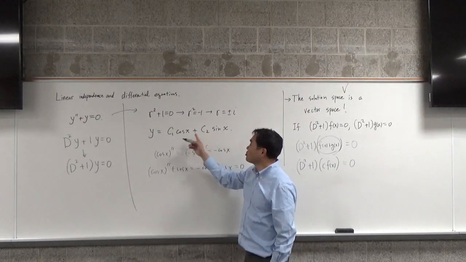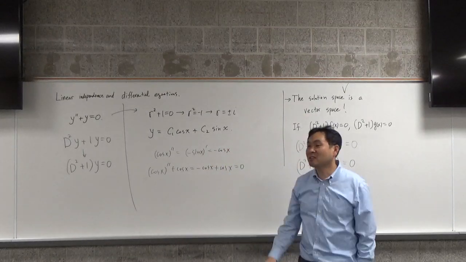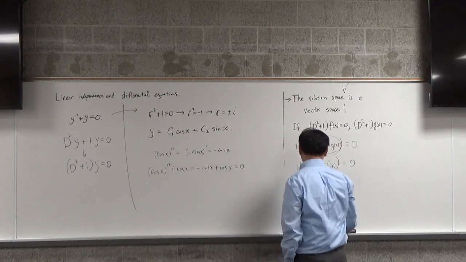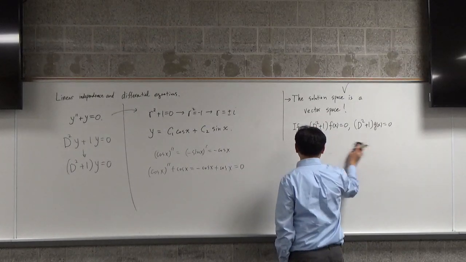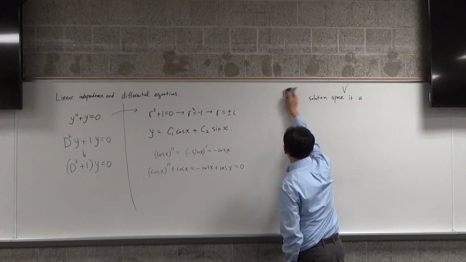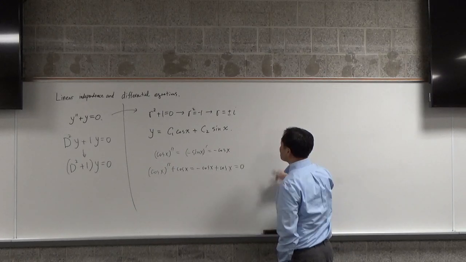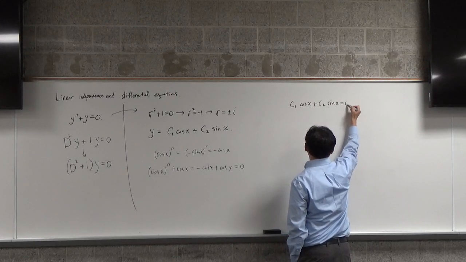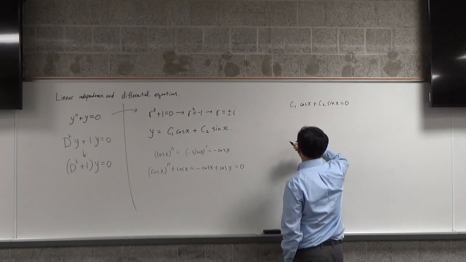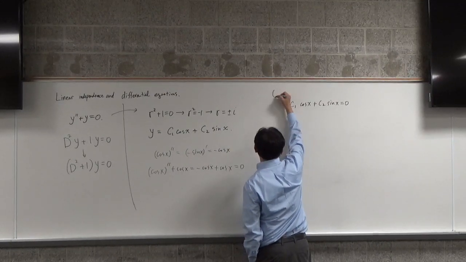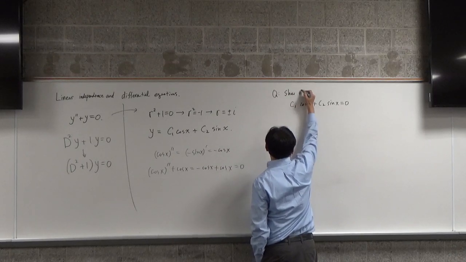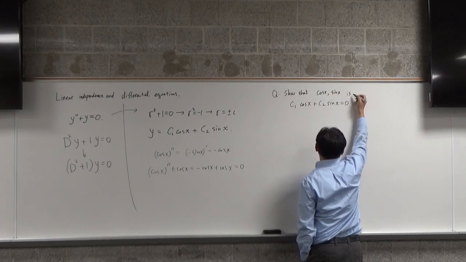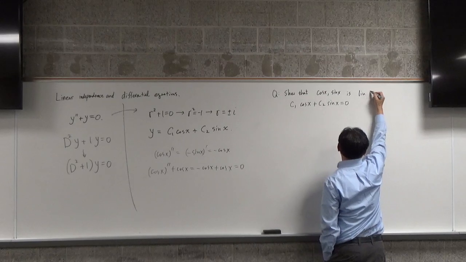Moreover, we know that these two are linearly independent. It's not a redundant list. You can't just survive with one of them. You need both. So, how do we know that? Well, suppose C1 cosine x plus C2 sine x is 0. Maybe I should write this as a formal question. Show that the list cosine x, sine x is linearly independent.